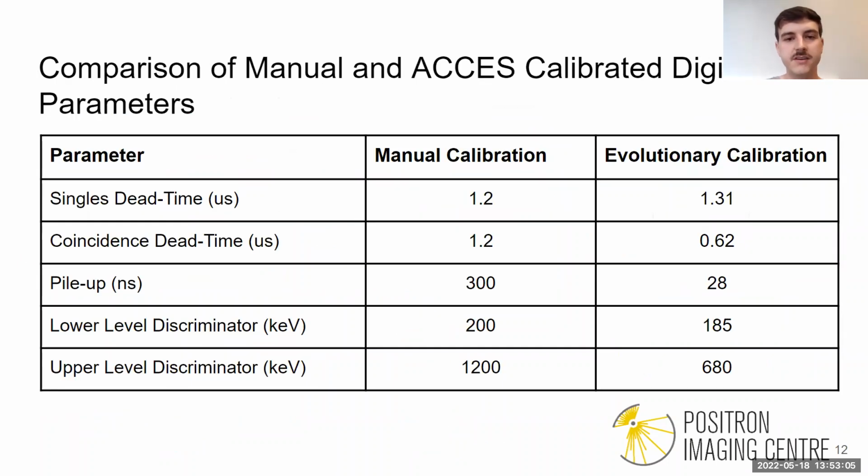So compared to the manually calibrated values, the values that our evolutionary algorithm came up with, some are a bit close to what we initially guessed they would be, 1.2 and 1.3. However, the other ones are quite far from those initial guesses. And these are simply what ACCES has come up with as the best guesses for those 4 parameters.